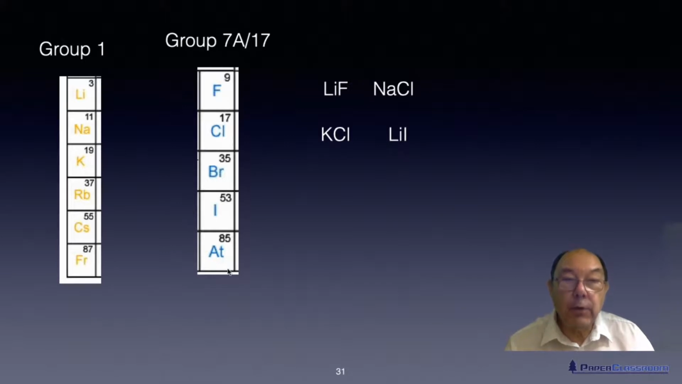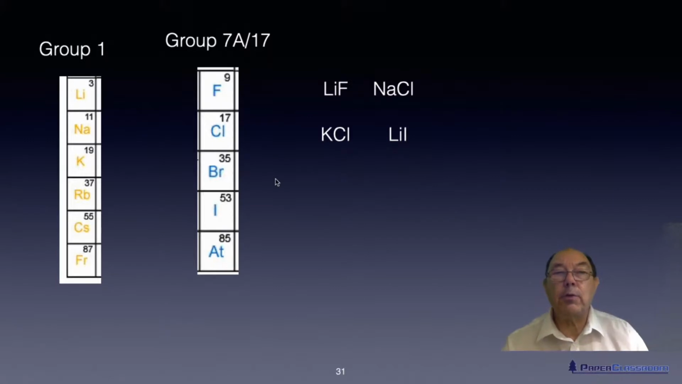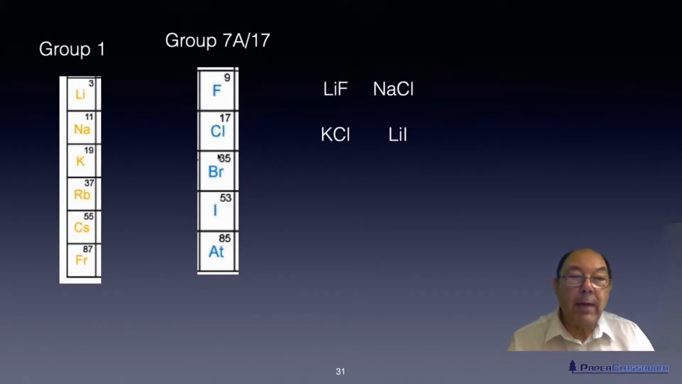Everything in this group here, this is group 7A because I'm old, or group 17 for the youngsters, has 7 electrons in the outer shell and would love to gain 1. Therefore, any one of these elements will combine with any one of those elements. For example, you could have lithium fluoride, sodium chloride, potassium chloride, lithium iodide, etc.